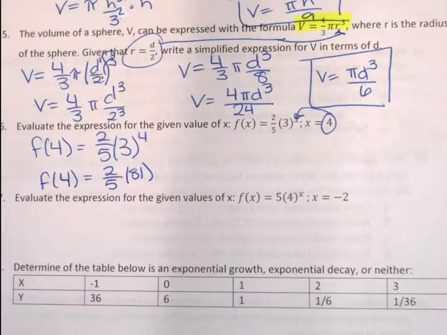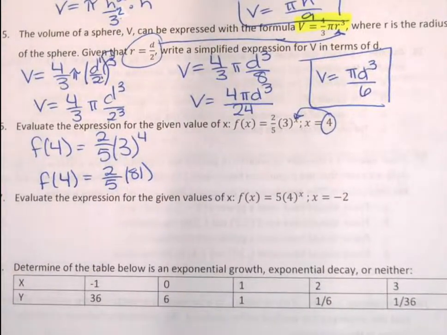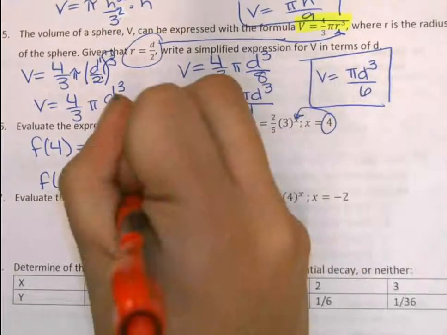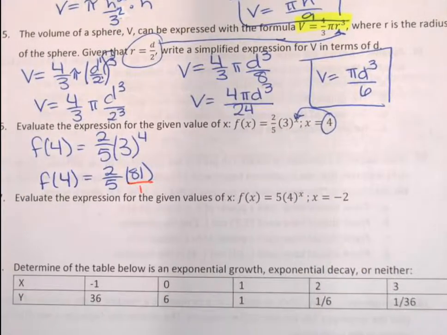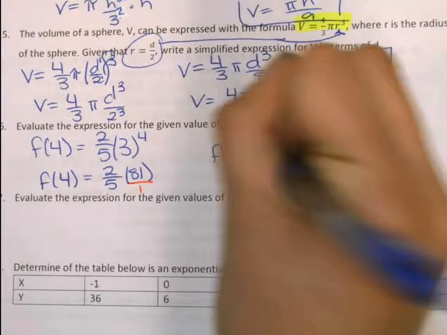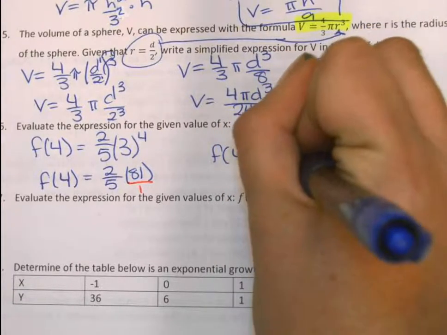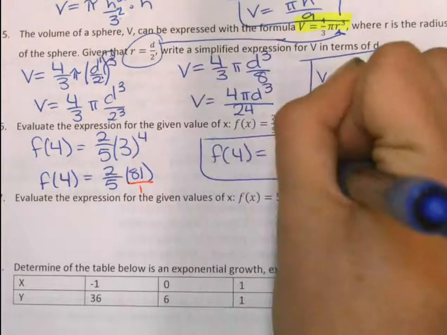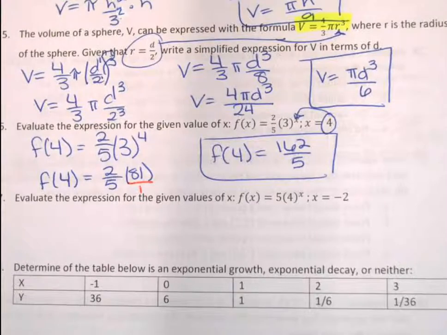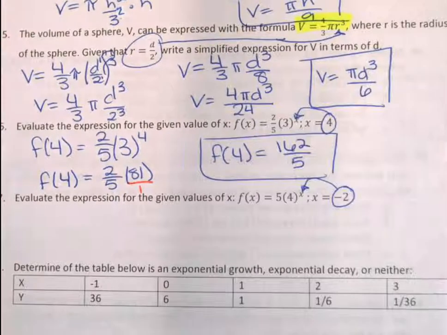So then I have 2/5 times 81. Like I said with fractions, the 81 is over a secret 1, so I multiply straight across. That's going to turn into f of 4 equals 2 times 81 is 162 over 5. Same thing with number 7. I'm going to plug in the -2 for the x exponent.